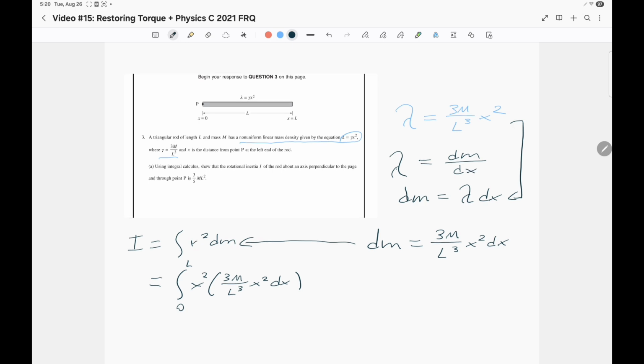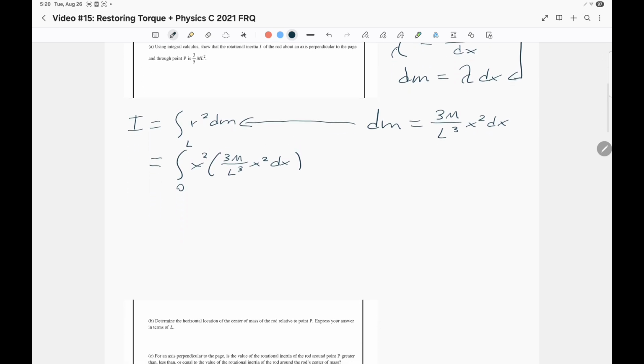So now if we multiply what we have inside the integral, we're going to have the integral from 0 to L, m over L cubed x to the 4th dx. And what we have here is a constant, as we mentioned before, so we could pull that out of the integral. So I'm going to do that in an adjacent step right here. So we'll have 3m over L cubed, and then on the inside. Now we can evaluate that integral.